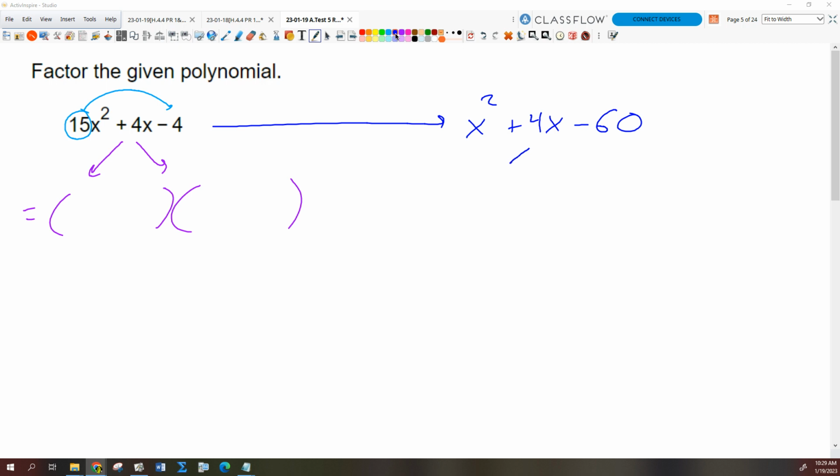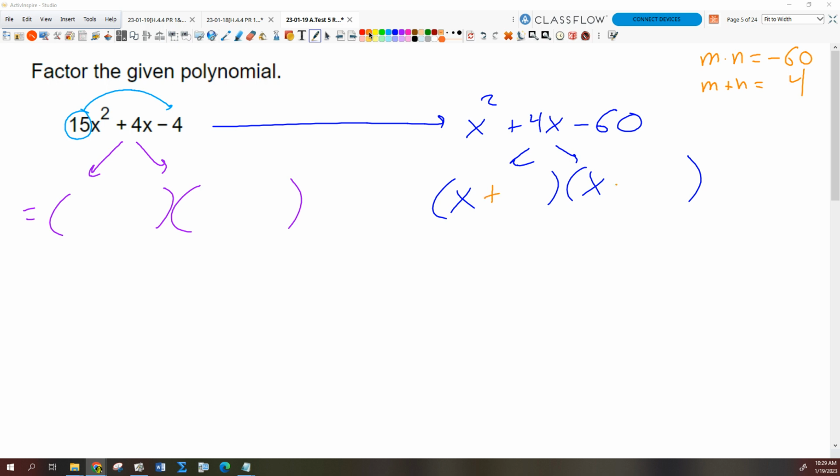Split them up. Good. So we're going to factor this into using magic numbers, right? So the magic numbers in this case have to multiply to what? Negative 60. And add to 4. So what's that mean? Multiply to a negative, add to a positive.